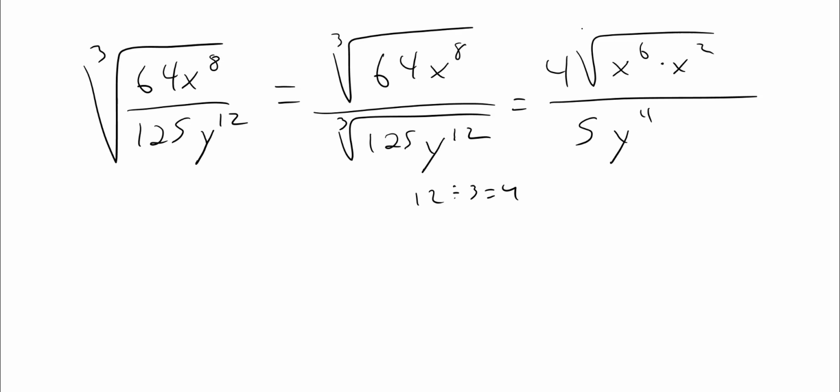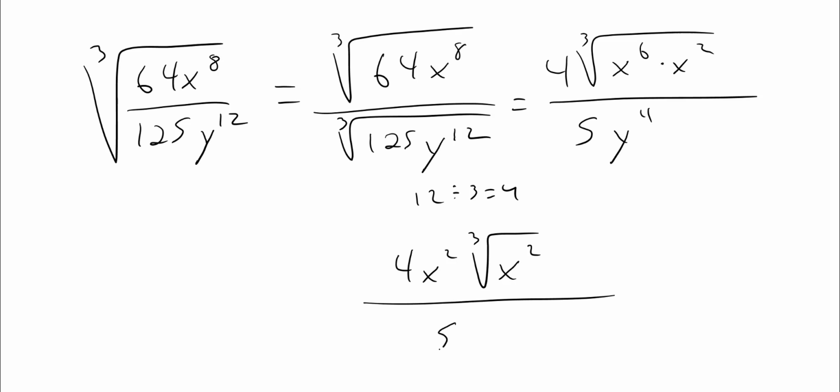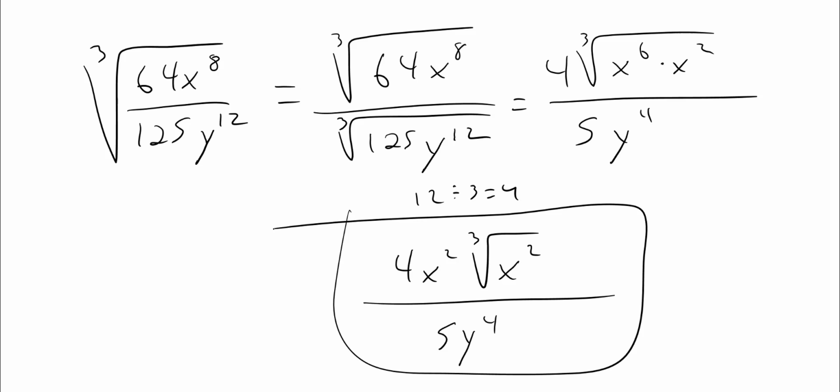So I just have to deal with the cube root of x to the sixth, which, remember, you divide 6 by 3, and that is 2. So my final answer comes out to be 4, and then 6 divided by 3 is 2, so x squared, and you've got a cube root of x squared left over. And the bottom is 5y to the fourth. And that's your final answer. Okay? So that's not bad. Pretty easy stuff.